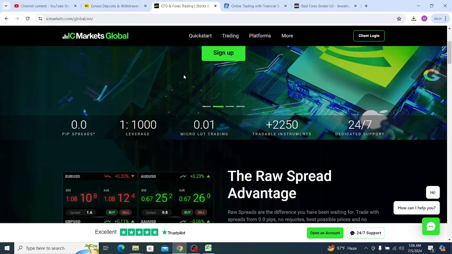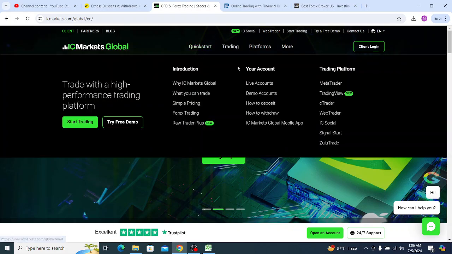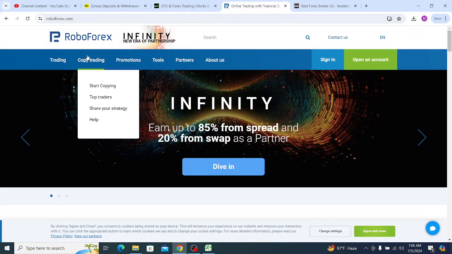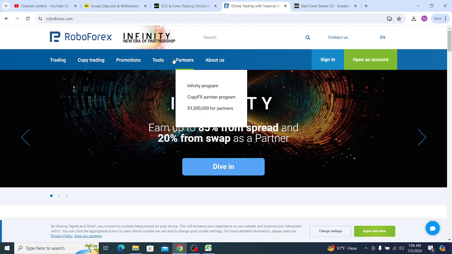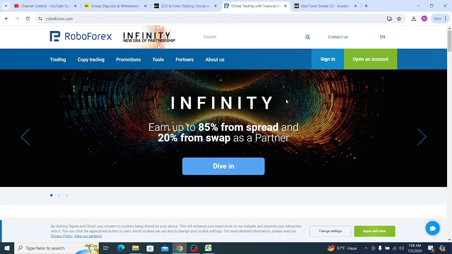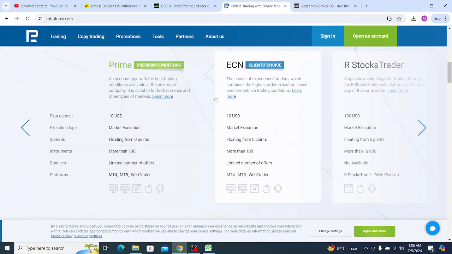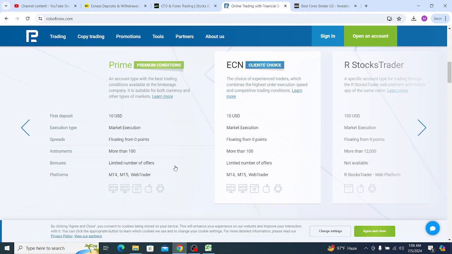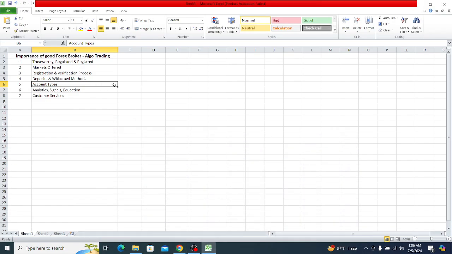If you go to IC Markets, I think they should have something called deposit and withdraw, how to deposit, how to withdraw, and with RoboForex also you will find this information on hand when you initially go to their website. So that's again something important which you should take care of. The fifth thing which is important is the account types. Different brokers offer different account types, which I will discuss in the next video in great detail because that's something very important.